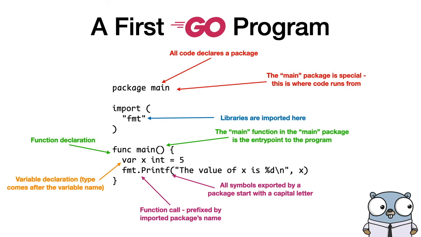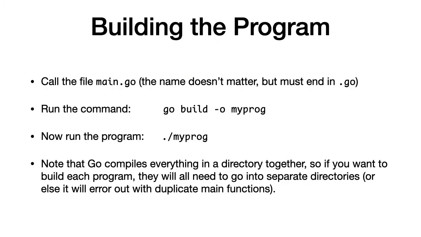Now to build this program, let's say we call the file main.go. It doesn't matter really what the name is as long as it ends in .go. Then you just do go build -o and the name of the program, and then you can run it. So ./myprog, if that's what you called it.